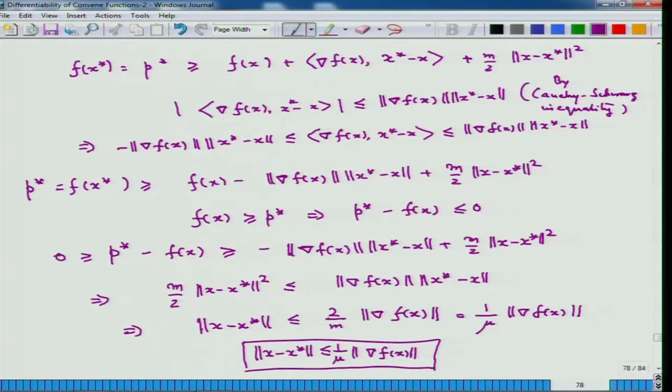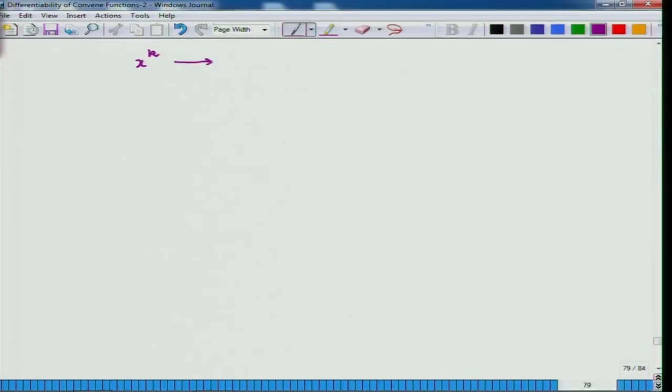Okay. Now, my question is the following. What does this say? If you give me an x, and I compute the grad f x, the norm of grad f x is giving me a measure of how near x is to x star. So, suppose I have a sequence x k going to x star. Now, on this sequence, because f is continuous, grad f is also continuous. Any convex function is not only differentiable, once it is differentiable, it is continuously differentiable. But x star being the solution in the unconstrained case, the gradient will be 0.